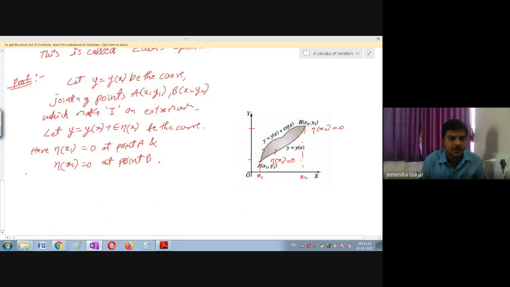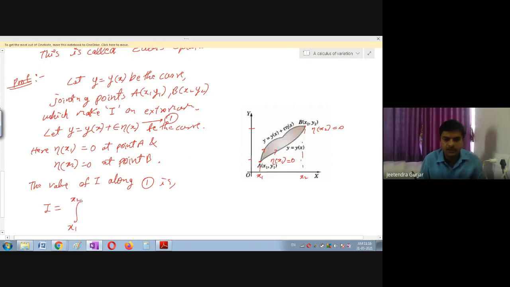So please remember, for this curve y is equal to y of x plus epsilon nu of x, we are going to write the function or value of I along, we'll take equation 1. So where is equation 1 we will choose? We will take this equation 1. For this curve we will write the value I is equal to, as usual, integral x1 to x2, students, the curve is from x1 to x2 only, right?